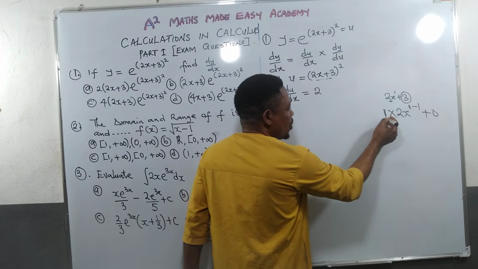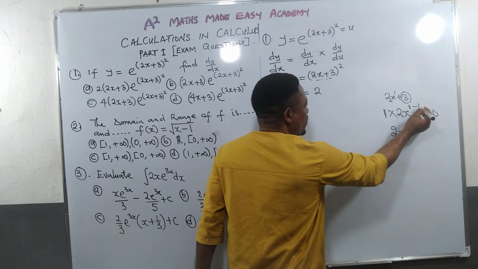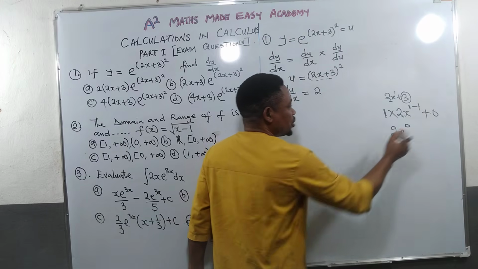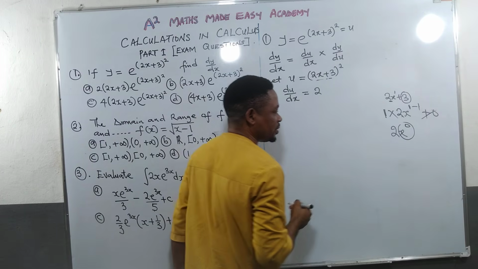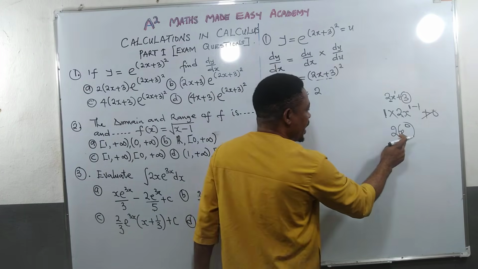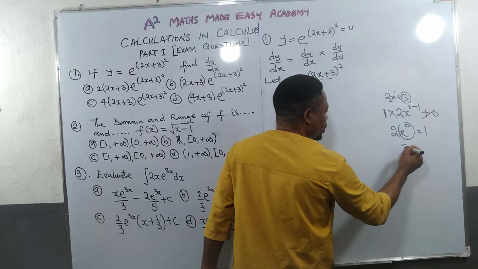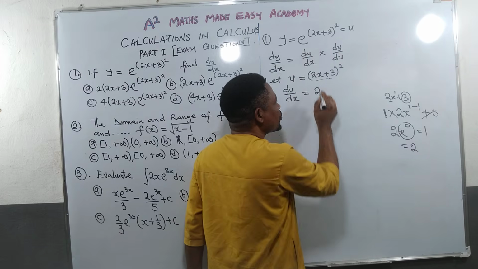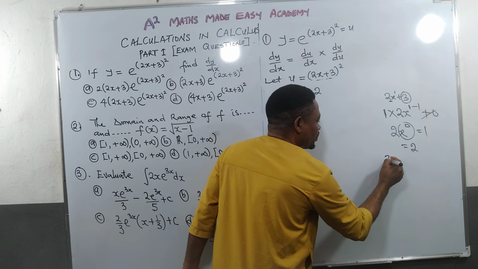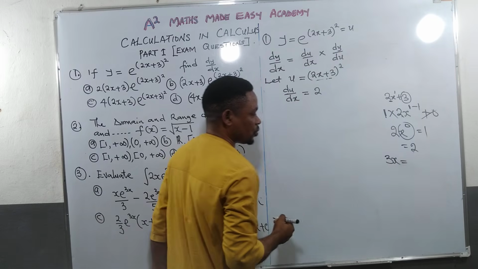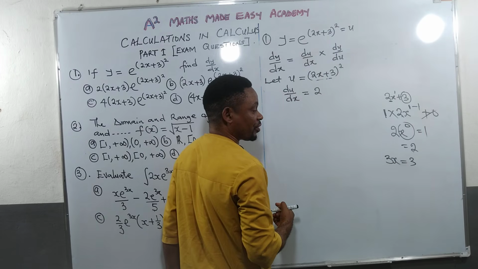Now, if I continue, 1 times 2x will give me 2x raised to the power of 1 minus 1, what is the answer? 0. This one is already off, right? Then I will now obey the law of indices. The law says anything raised to the power 0 is always what? 1. Which means 2 times 1 will give you 2. Are you with me? So if they ask you now to differentiate 2x, what is the answer? 2. Then if they ask you to differentiate 3x, the answer is what? 3, which is the coefficient of x.